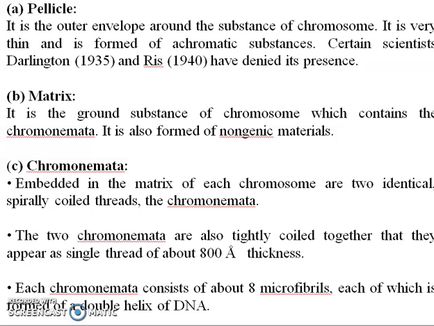Okay, these chromatonema are tightly coiled together so that they appear as a single thread. You can see only a single thread, but it is two. Each chromatonema consists of about 8 microfibrils, each of which is formed of a double helix of DNA. So that is what I mentioned about it.